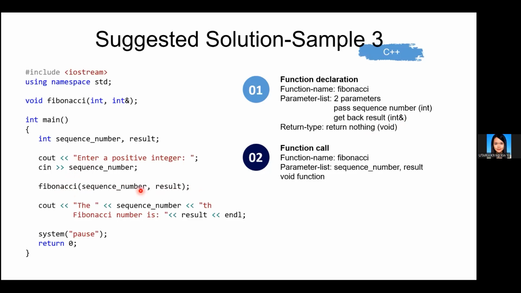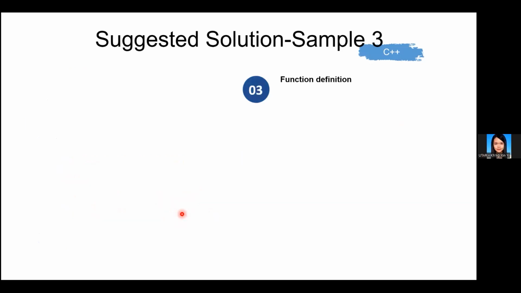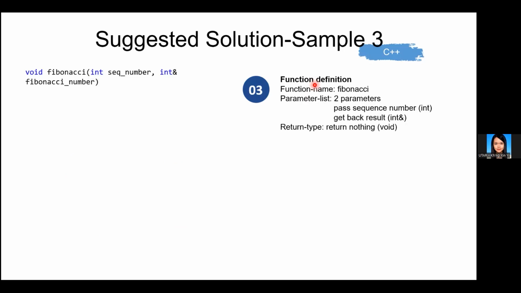So what are the parameters that we are going to pass down to the function? The first one, the sequence number, and then the result, because we want to get back the updated value stored in this result variable. Once we're done, we can print out the final Fibonacci number. Then we'll look at the function definition here. For the header, we use something similar to the function declaration: the same return type void, the same function name Fibonacci, and then the parameter list.